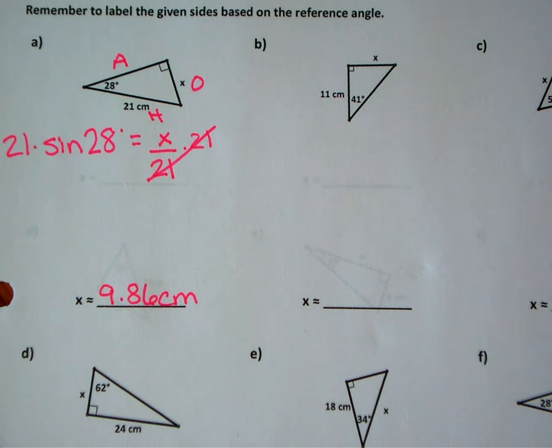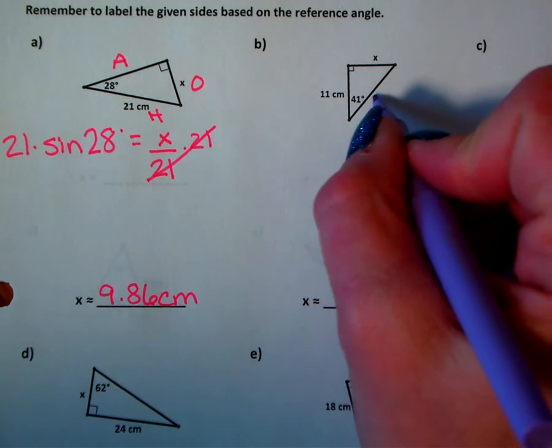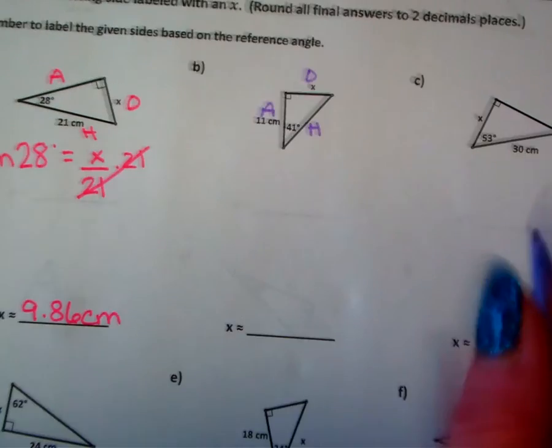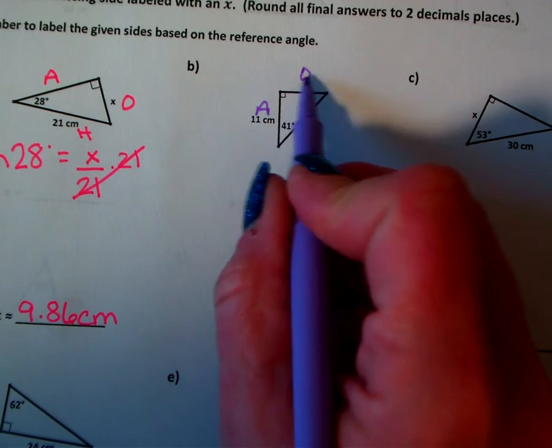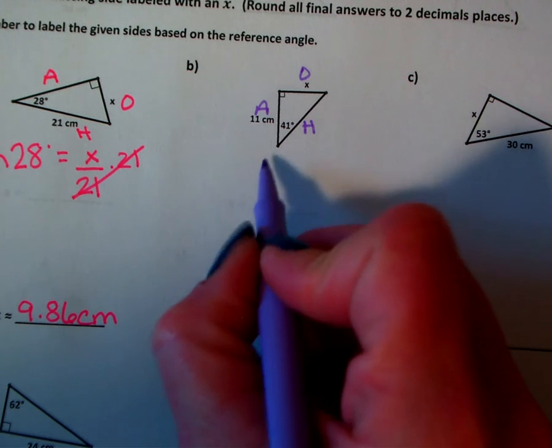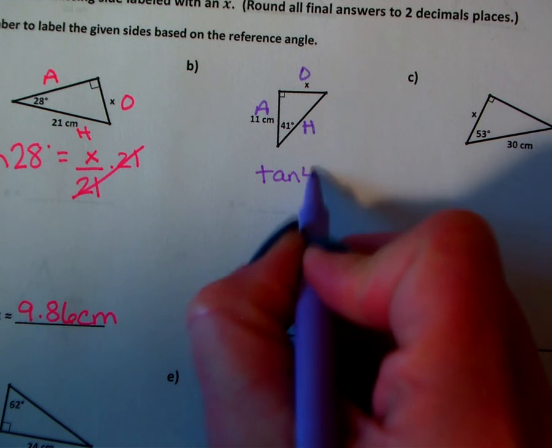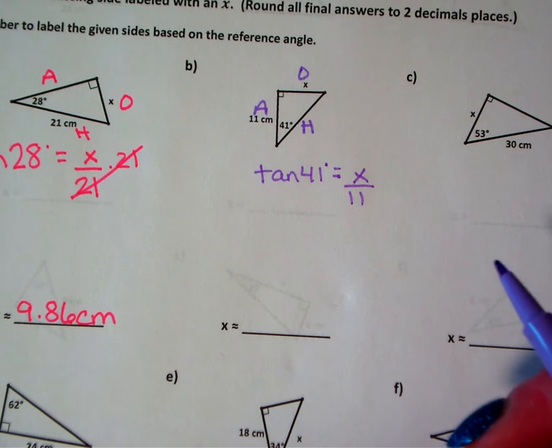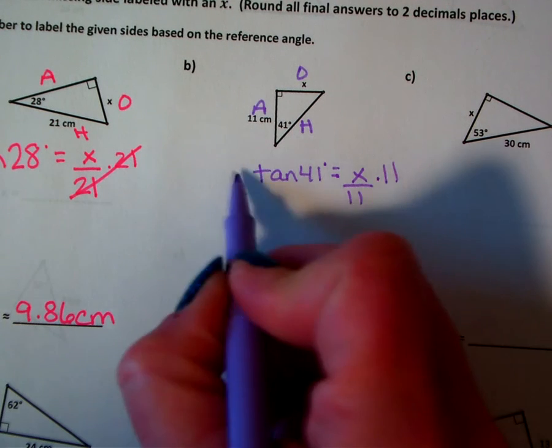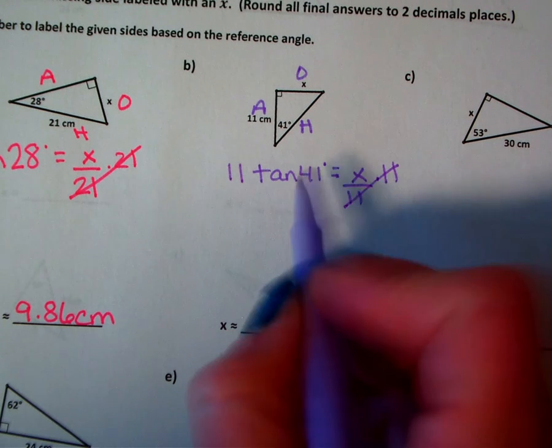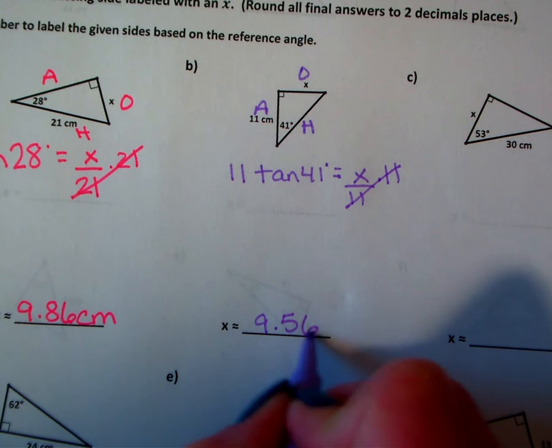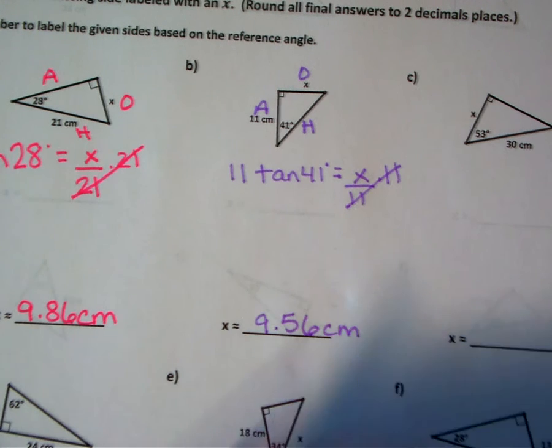Okay. Next one, again, identify hypotenuse, and then my opposite and adjacent. You can do that in whatever order you want. It's just my order. Okay. So I want to know my opposite. I need my adjacent, so that would be tangent of 41 degrees equal to x over 11. Okay, always write that initial equation. And then what are you doing to both sides? You're multiplying by 11. Okay, when you throw that in your calculator, you get 9.56. And we're in centimeters again.